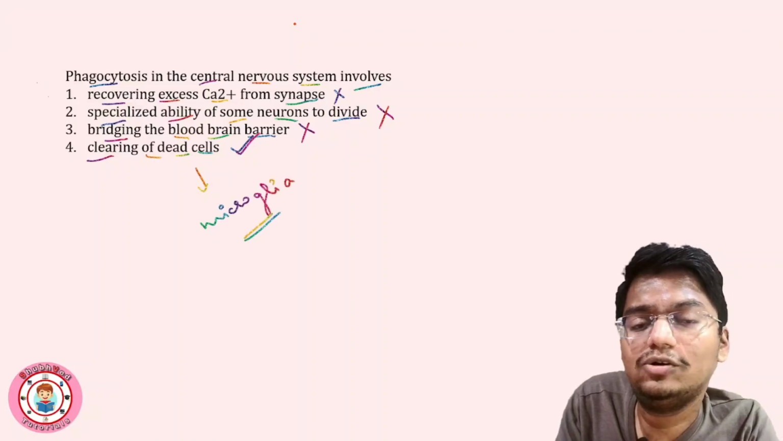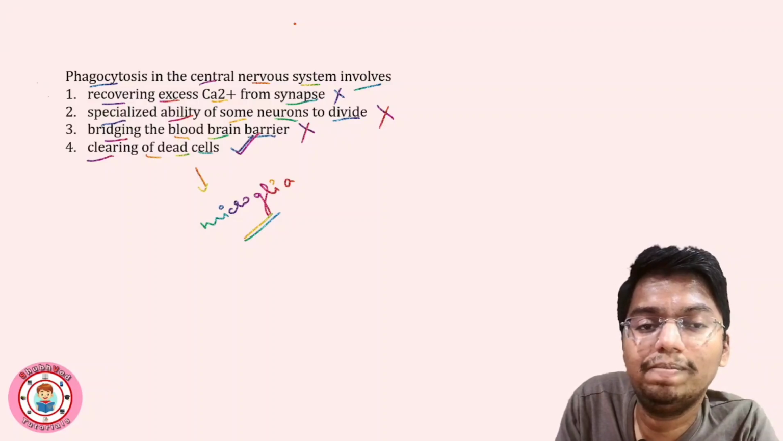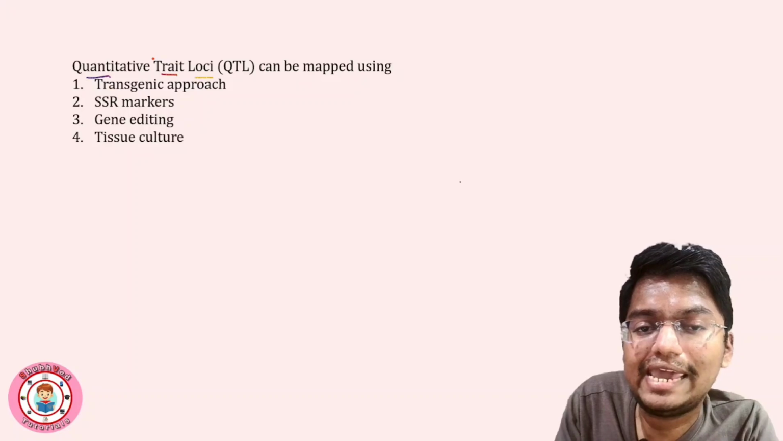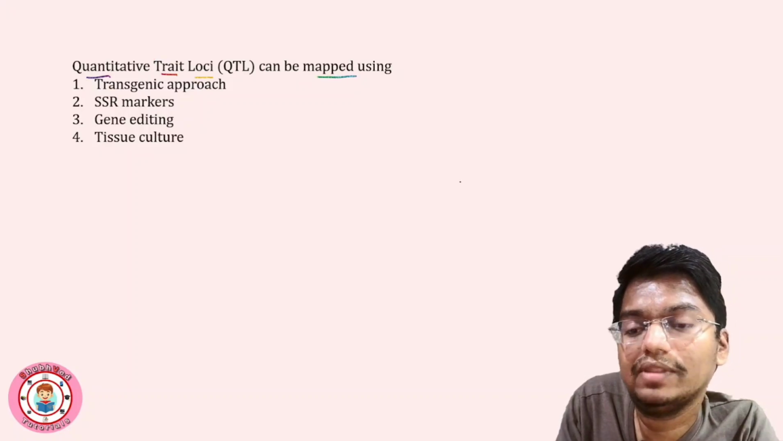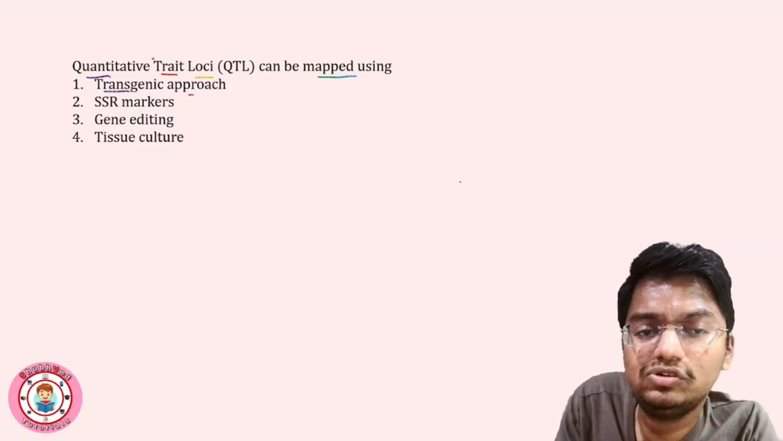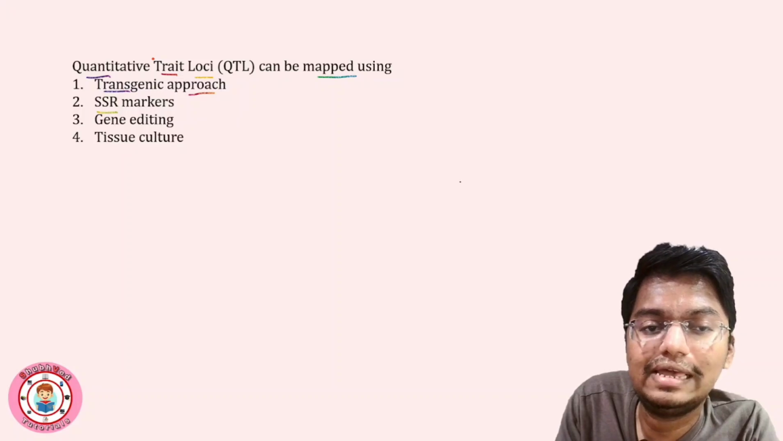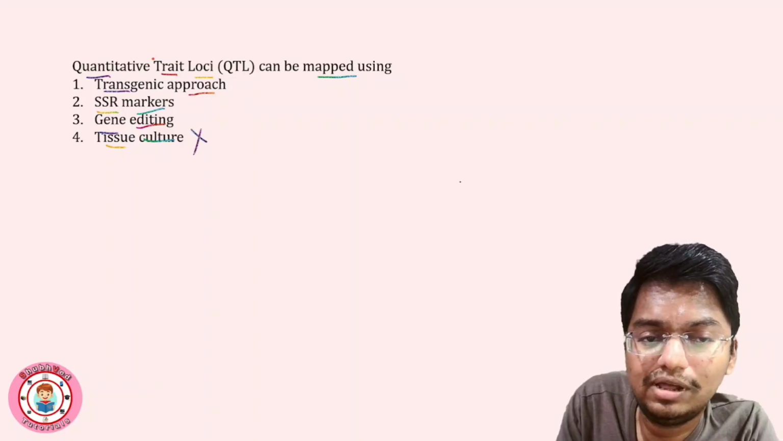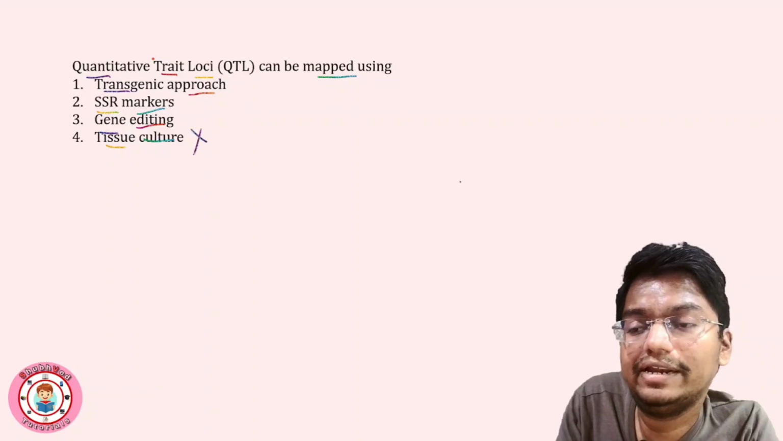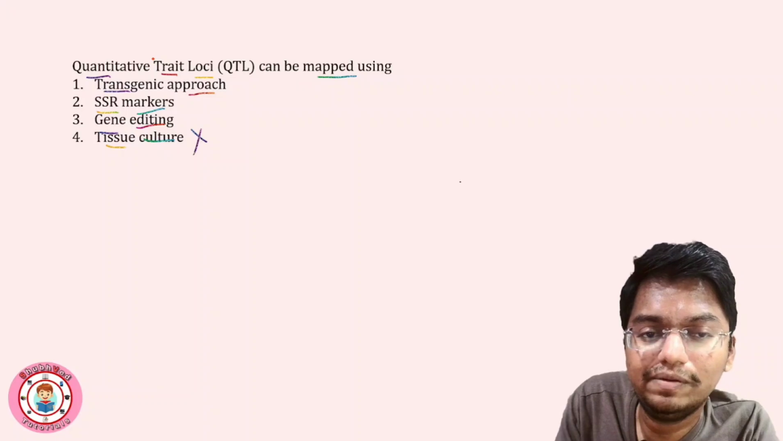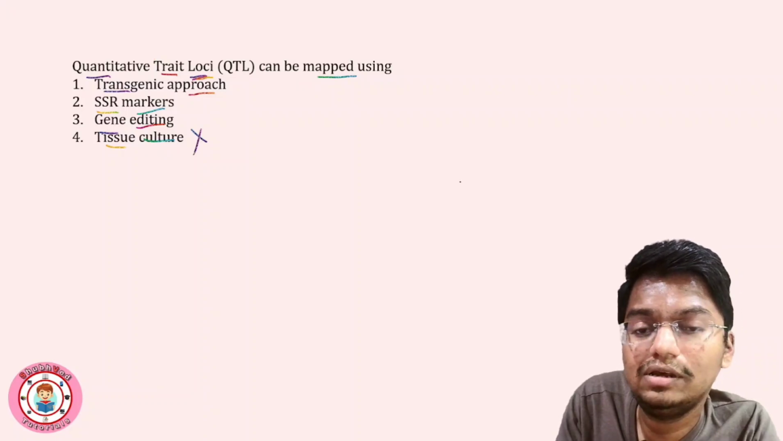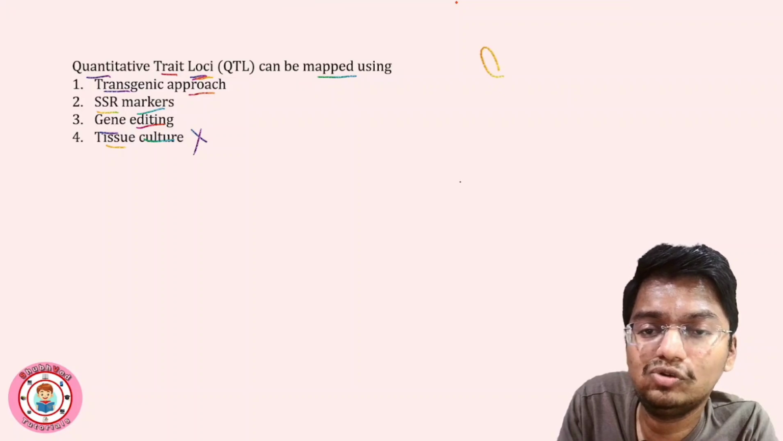Okay, a related question. Quantitative trait loci can be mapped using: transgenic approach, SSR markers, gene editing, tissue culture. It will not be tissue culture. Quantitative trait. Okay, and this is basically related to loci. Loci means what? A specific location on a chromosome.